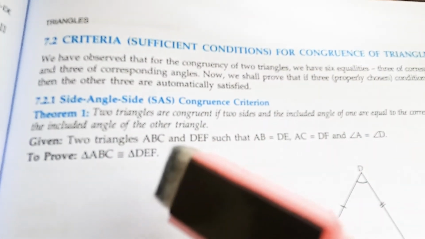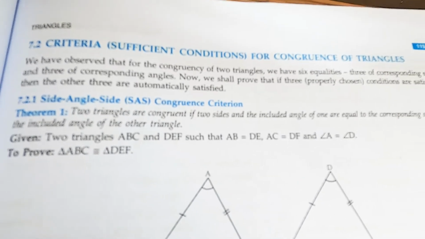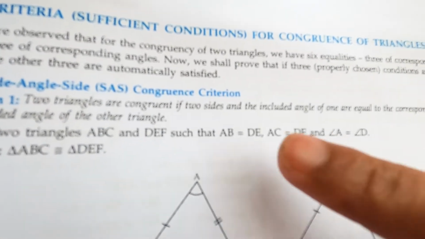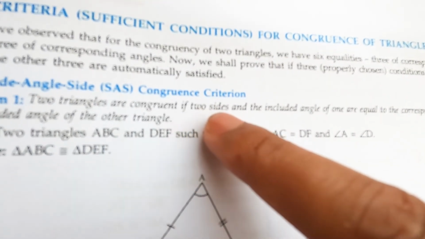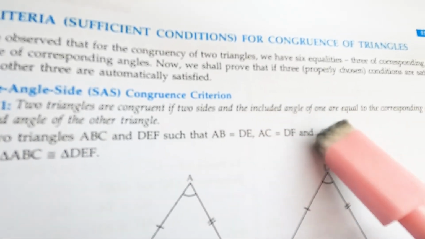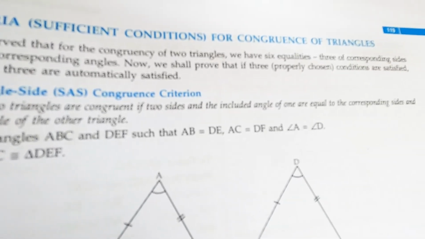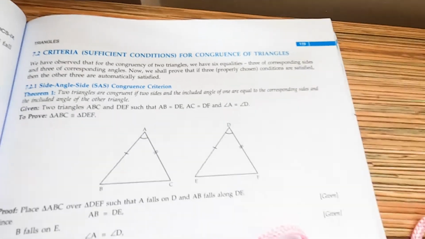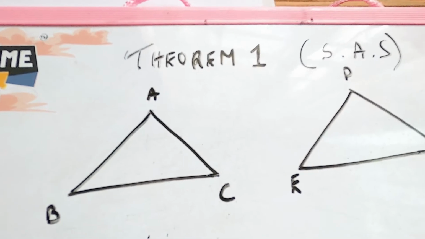Let us take a look at the statement of the theorem. Two triangles are congruent if two sides and the included angle of one are equal to the corresponding sides and angle of the other triangle. To understand this one, it's very simple.